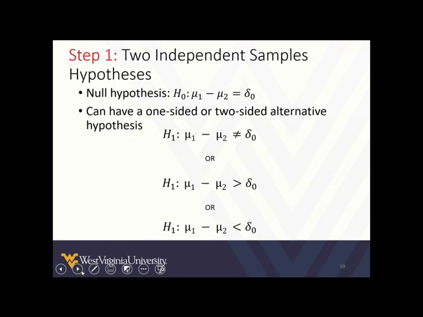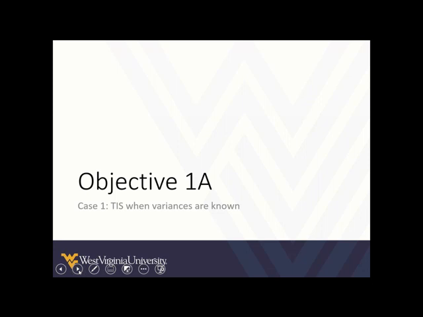Your alternative hypothesis can be one-sided or two-sided. You're still going to see that same not equal to, greater than, or less than. And again, that same hypothesized value, most often it will be 0. So at this point, step 1 for all 3 cases is the same. Now we can start looking at step 2, where the cases are going to be different. So from here, we're going to break this up into 3 sub-objectives to examine each case individually.